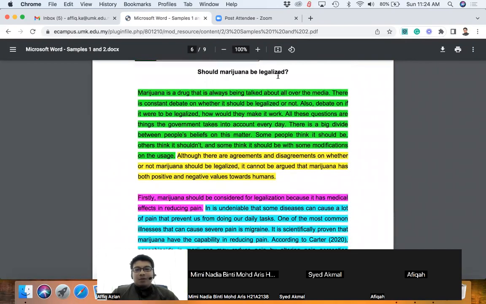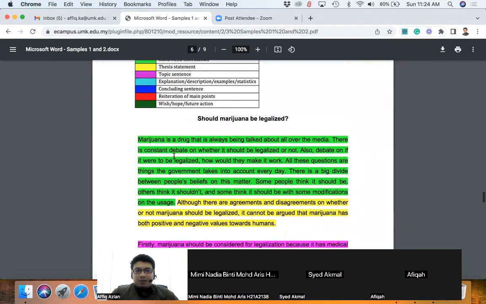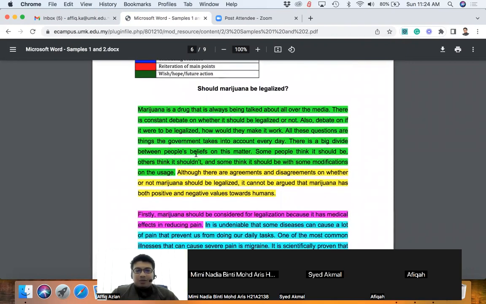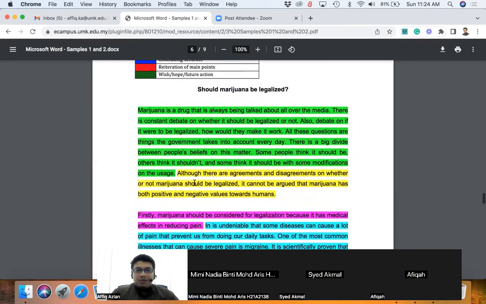So, should marijuana be legalized? This is the topic. So you see the one in green. The one in green is the background information. This is the introduction paragraph. And then you see the one in yellow is the thesis statement.